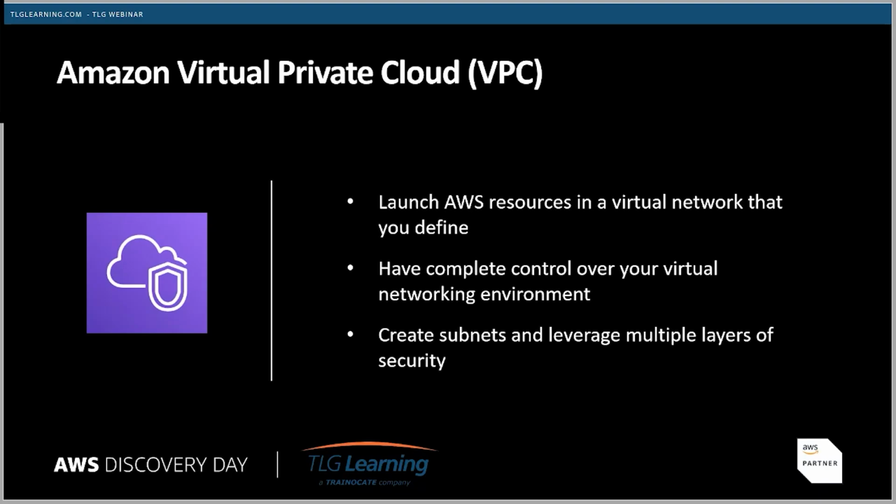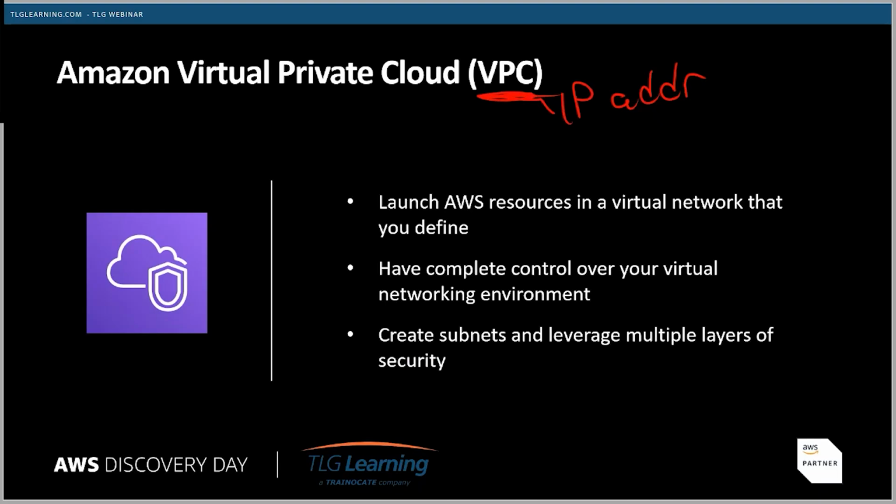VPCs are completely isolated by default. No traffic is allowed in and out of a VPC by default. You are in complete control of that. And VPCs are defined by some IP address space. So you would need to select what sort of IP addressing, what IP network address, am I using? That IP address space is associated with the VPC.